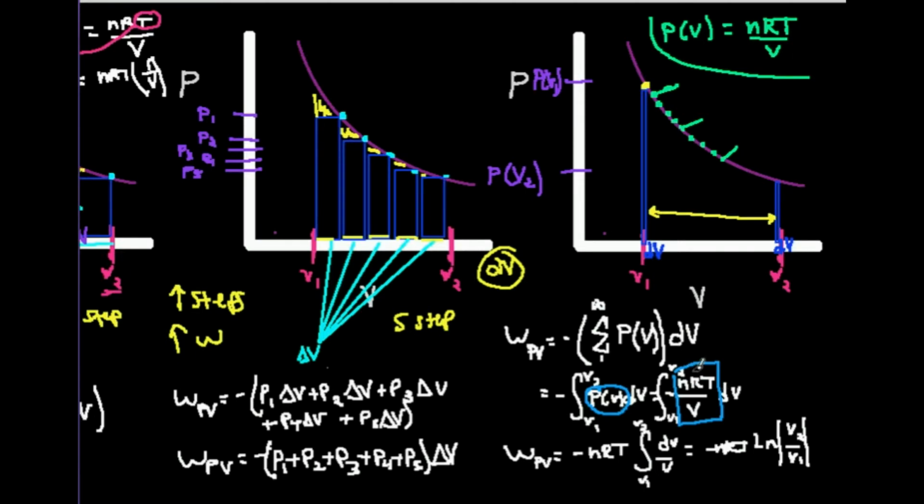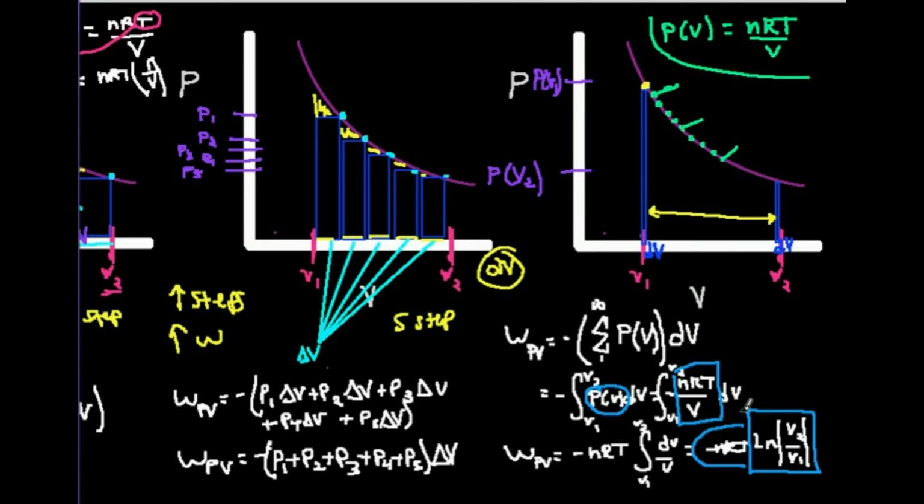And now what I have is an integral. So the PV work done with an infinite number of rectangles here with base dV is equal to negative nRT times the integral from V1 to V2 of dV over V. And hopefully by now you know what this integral is. If I evaluate 1 over V dV, that's just going to be the natural log of V2 over V1. And then I'm multiplying that times negative nRT. And this expression right here is going to be the work done through a reversible process.